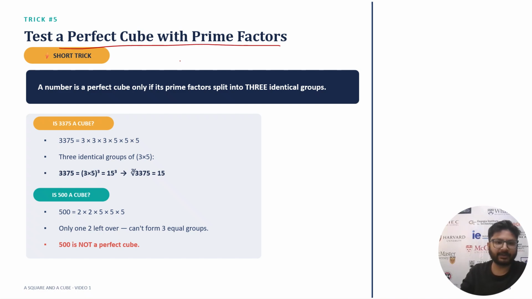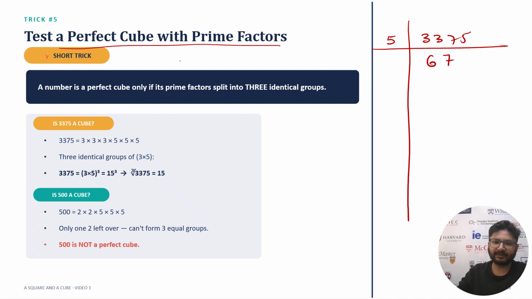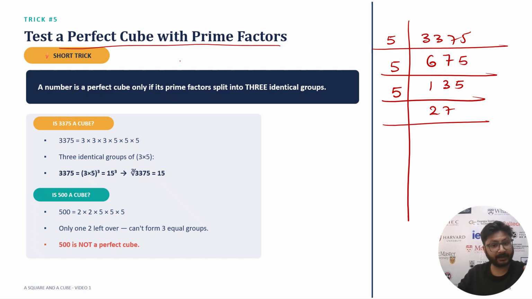Now, test a perfect cube with prime factors. Again, we are going to do the prime factorization like we did for the squares. So 3375. First of all, let's divide it by 5. 5 6s are 30, 5 7s are 35, 5 5s are 25. Again, it is a multiple of 5. 5 1 is 5, 5 3s are 15, 5 5s are 25. Again, a multiple of 5. 5 2s are 10, 5 7s are 35. Now it is a multiple of 3. 3 9s are 27. 3 3s are 9. 3 1 is 3.